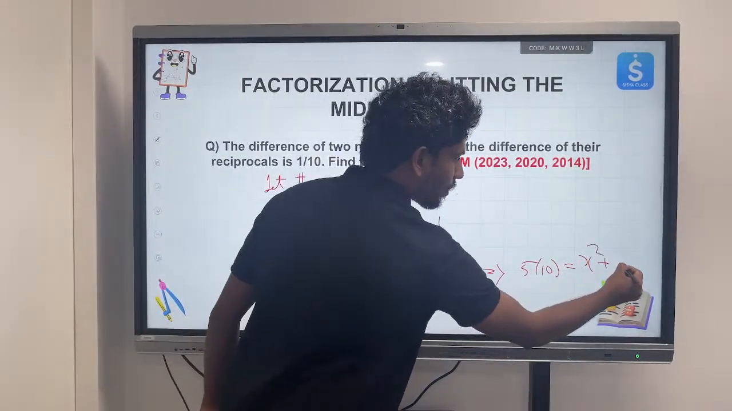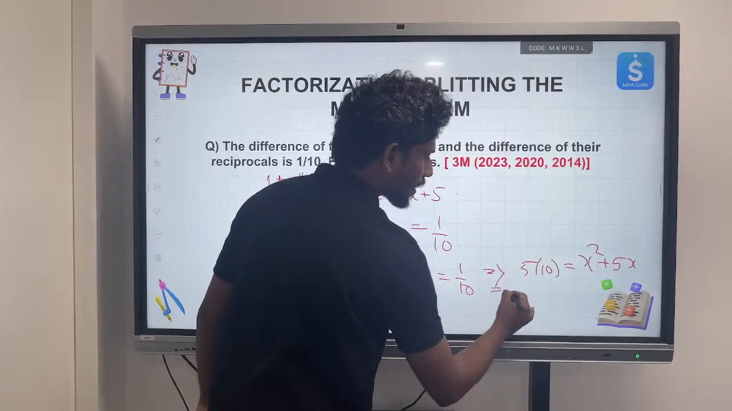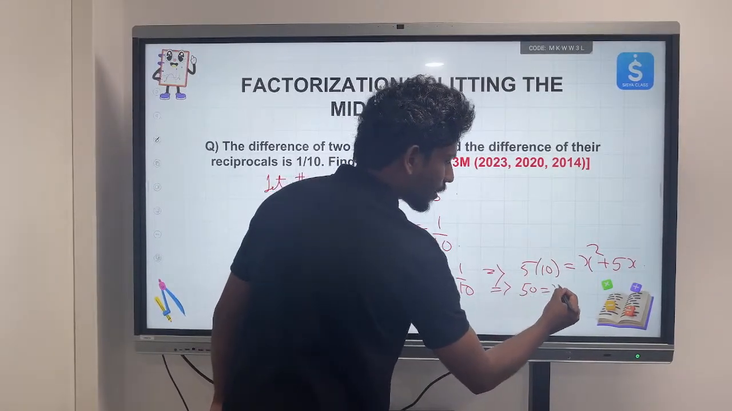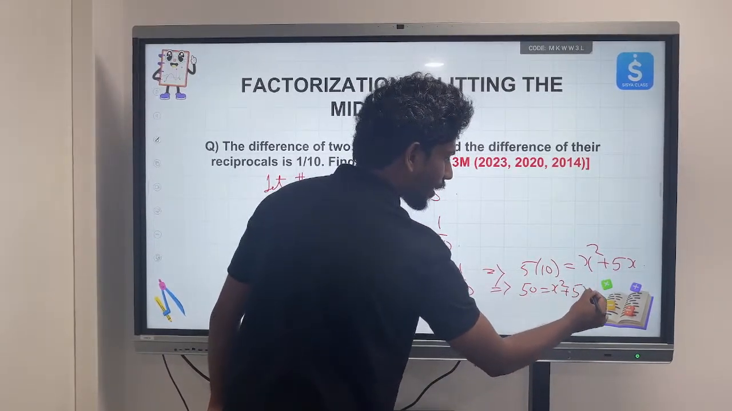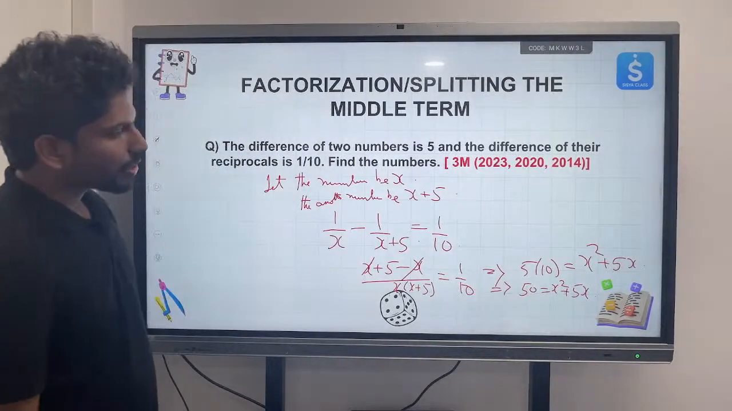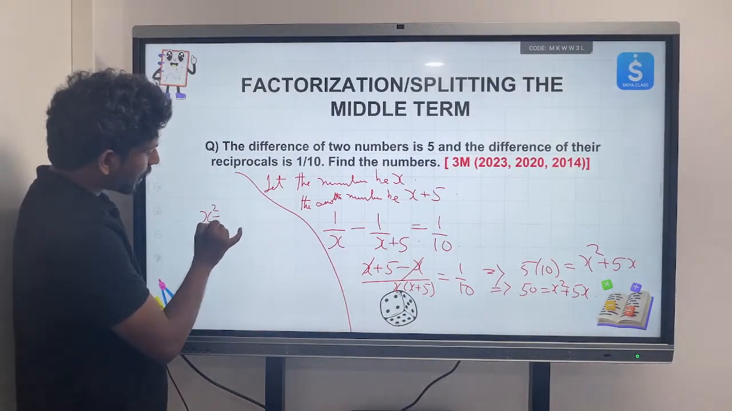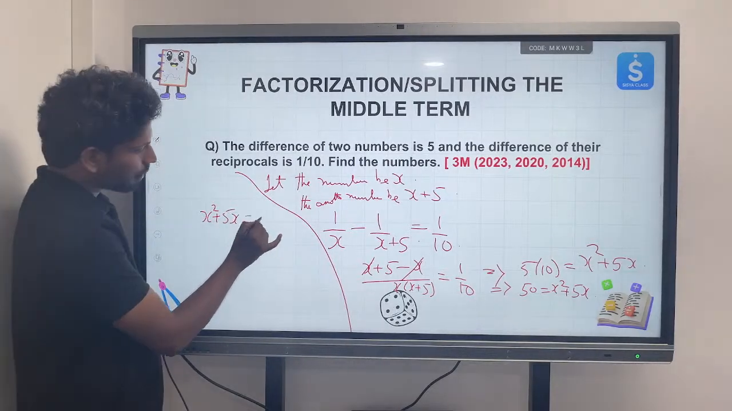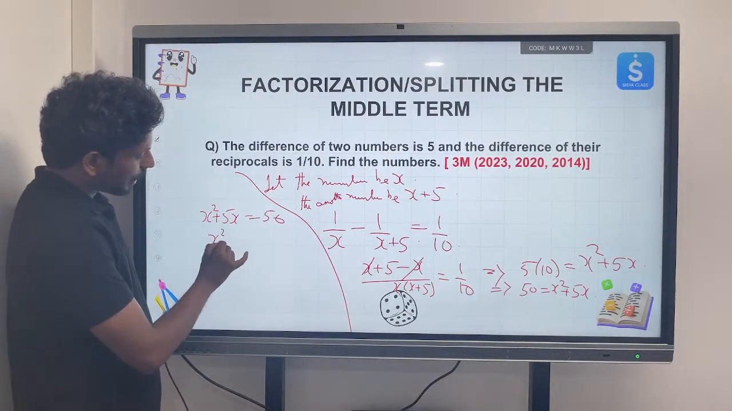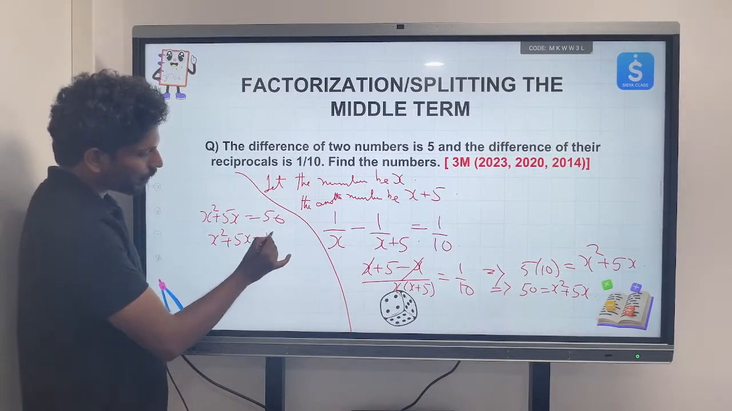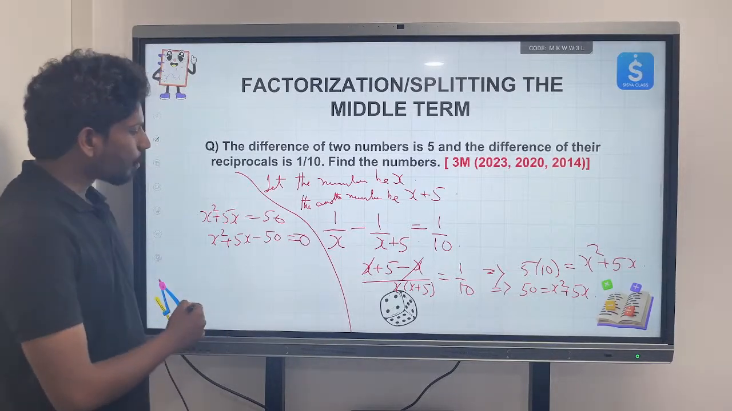So the answer is 50 equals x square plus 5x. Now if you observe this quadratic equation, x square plus 5x equals 50, so x square plus 5x minus 50 equals 0. Now how did we do just now?